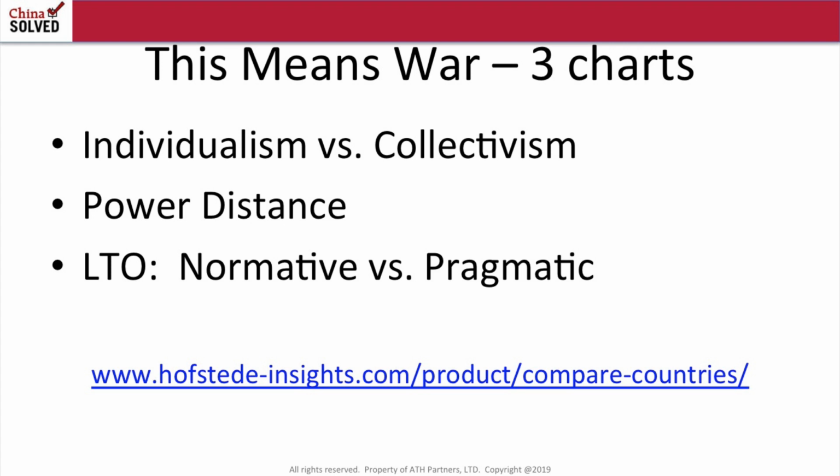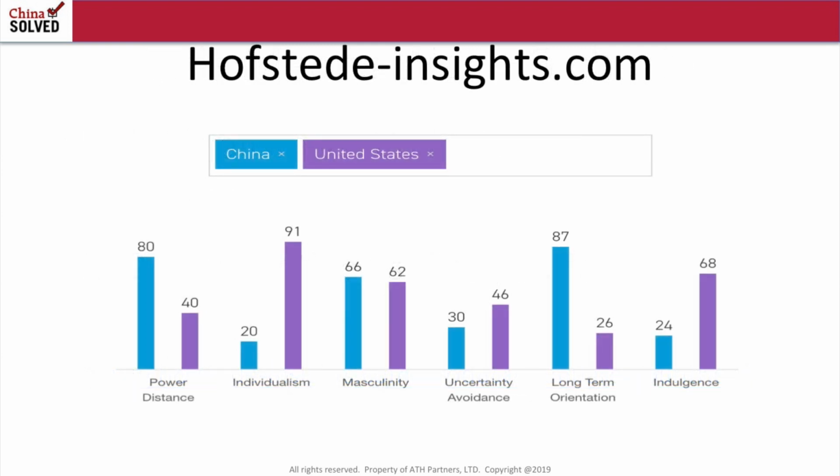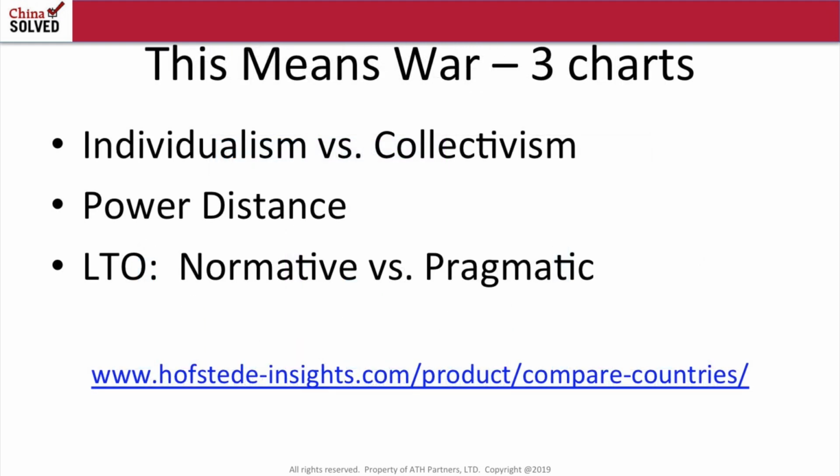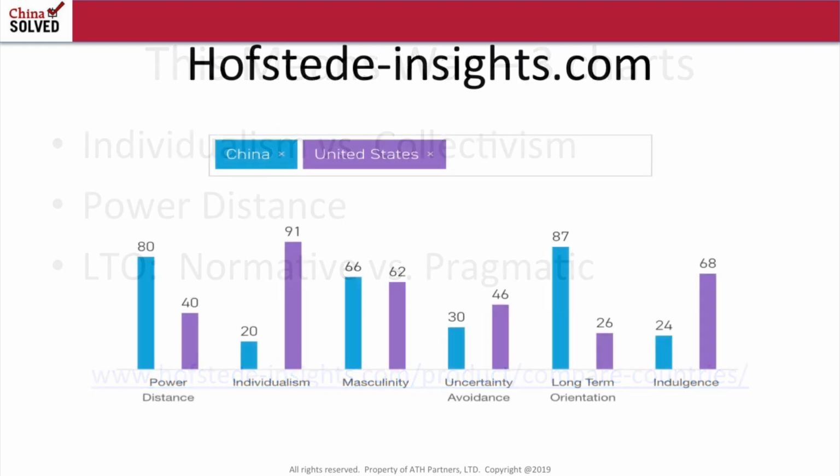Three charts, and I'll be looking, of course, at my old friend, the Hofstede index, the six dimensions that Hofstede uses. And there is the link up top, and there you can see China and the United States displayed for all their cultural glory right next to one another. We're going to be focusing on three of those charts today: individualism versus collectivism, power distance index, and LTO, long-term orientation. And I go into more details on this in an earlier post that I will link to, I think.